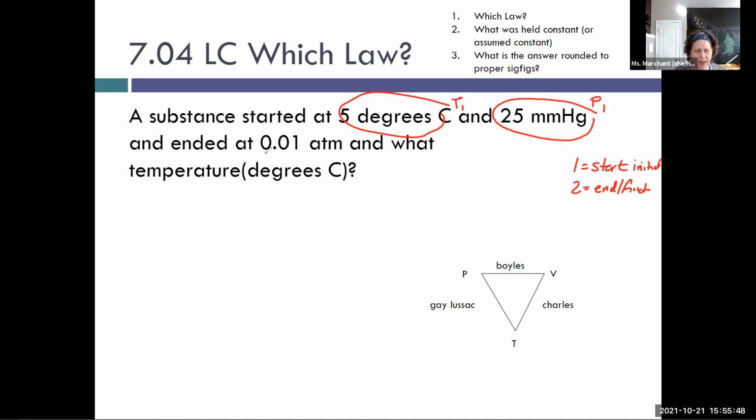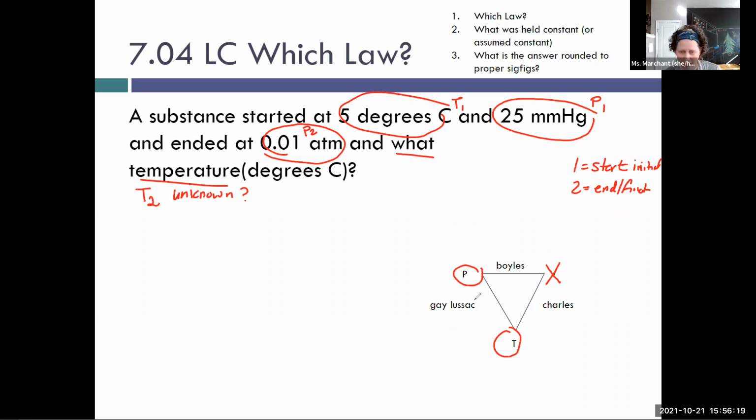It ended at 0.01 atmospheres. Atmospheres is the pressure. That's my end pressure, so it's pressure 2. And the one with the question is our unknown. It's the unknown for temperature, so that would be temperature 2. So I have pressure and temperature. What don't they mention at all? Volume. So we're going to assume volume was held constant.